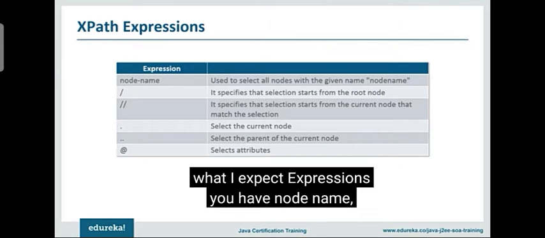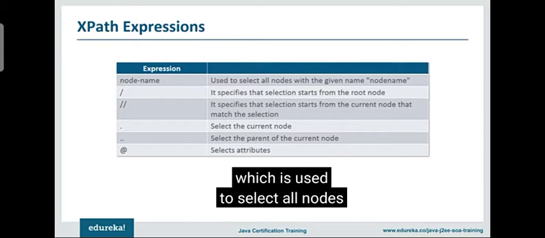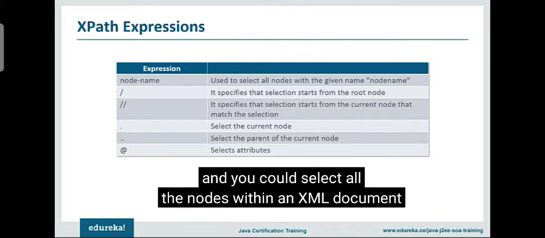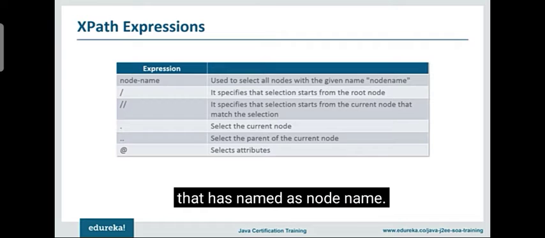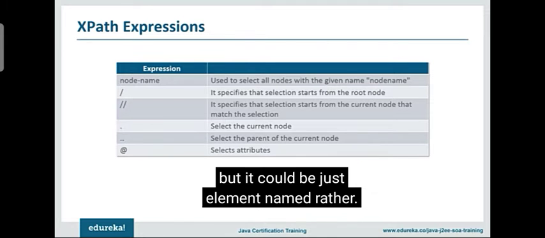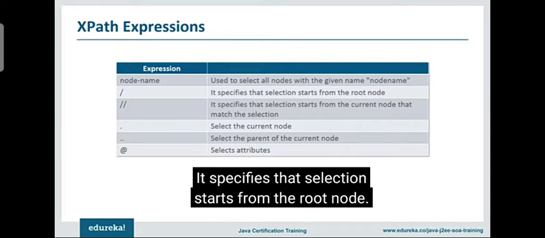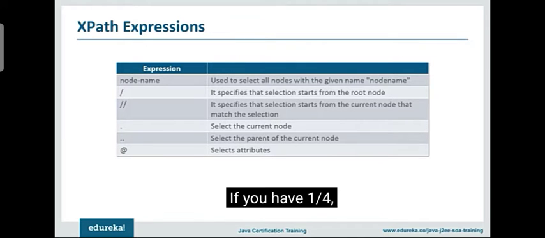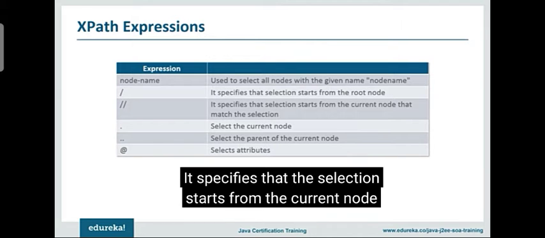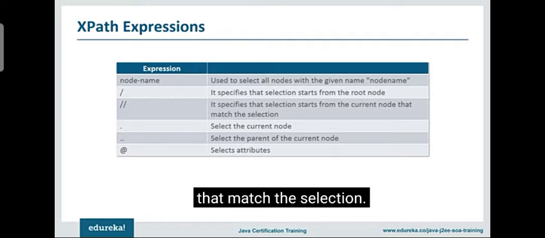What are XPath expressions? You have node name, which is used to select all nodes with the given node name. You define a particular node name and you could select all the nodes within an XML document that have that name. It could be an element, an attribute or anything, but it could be just the element name rather. A single slash specifies that the selection starts from the root node. A double slash specifies that the selection starts from the current node that matches the selection.